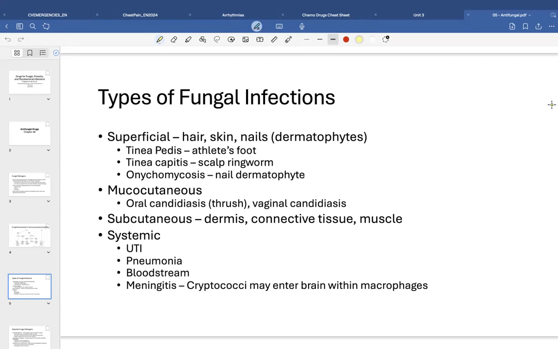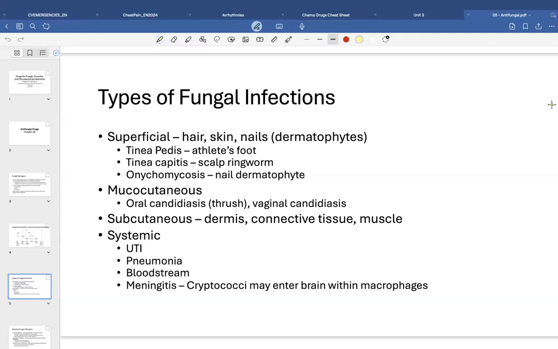Tinea pedis is a very common presentation, which is athlete's foot. This is self-managed. We talked a little bit about this in your derm unit. Tinea capitis causes scalp ringworm, and then onychomycosis, which is a nail dermatophyte infection. That is a little trickier because it often requires a much longer course of therapy than most other infections. Mucocutaneous infections, of course, are your very common oral candidiasis or thrush, or vaginal candidiasis, affecting the mucous membranes in the body.